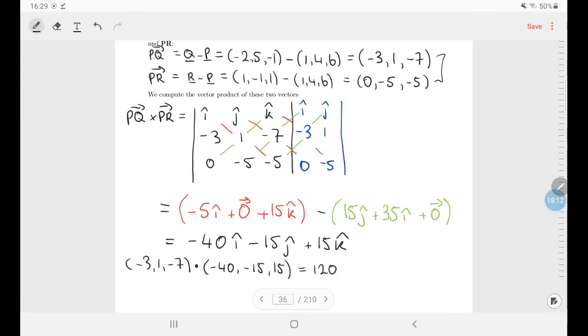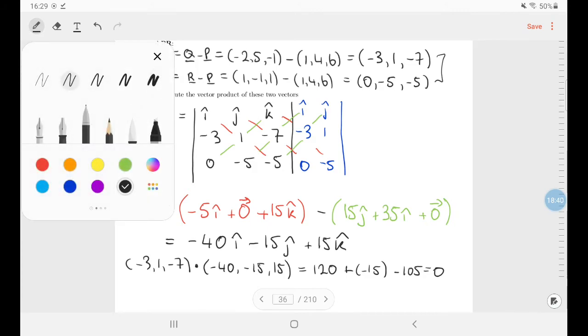Remember, this will be a number, and it'll be 0 if they're perpendicular. Plus 1 by minus 15 is minus 15. Plus minus 7 by 15 is minus 105, and that is equal to 0. And I think it isn't too hard to show, because they're both minus 5, you get 0 by minus 40, you get minus 5 by minus 15 is plus 75, and the other one is minus 75. You get a 0 dot product between PR and this cross product as well. So I'm quite happy with this actually.